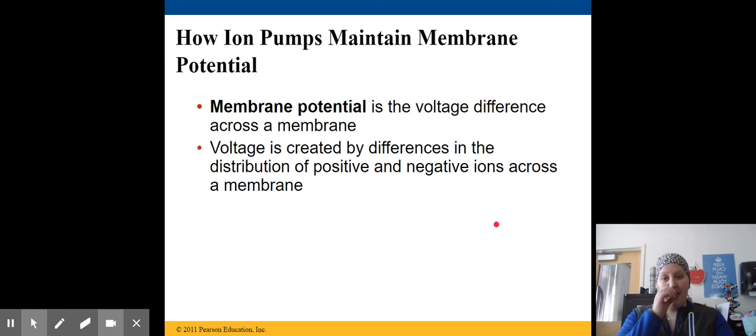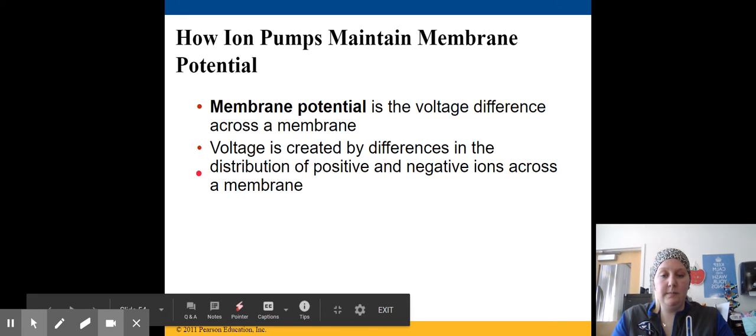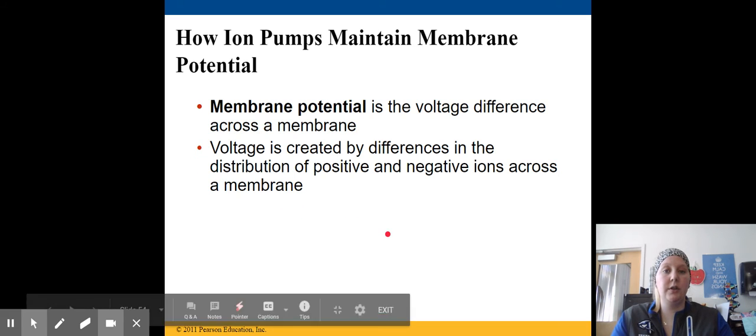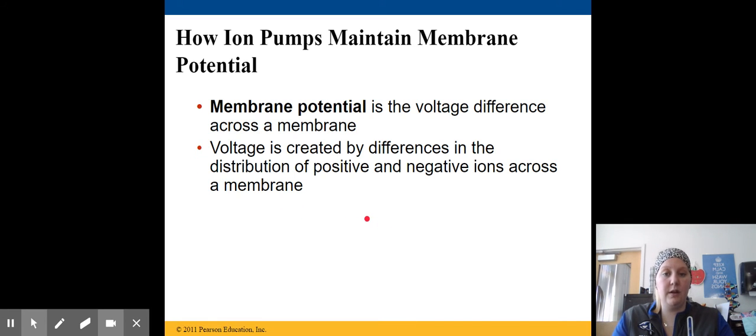Ion pumps help maintain membrane potential. This is the voltage difference across a membrane. The voltage is created by the differences in the distribution of the positive and negative ions across a membrane, and it is how our sodium-potassium pumps work and how our cell membranes stay functional during their job period.